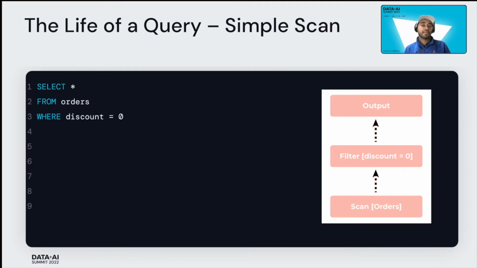And this is what the life of a query looks like. If you look at the explain plan here, you see the different operators that are part of the plan. This is a simple plan for a select star from the orders table with a simple predicate. So you have a scan operator which reads data from the orders table underneath. A filter is applied and then the output is returned to the client.